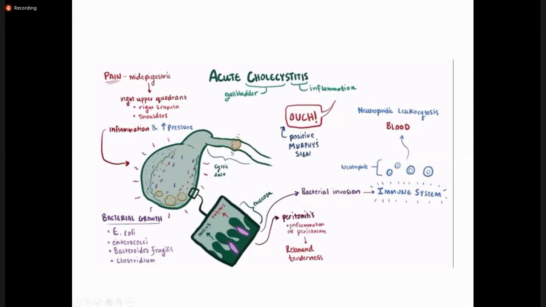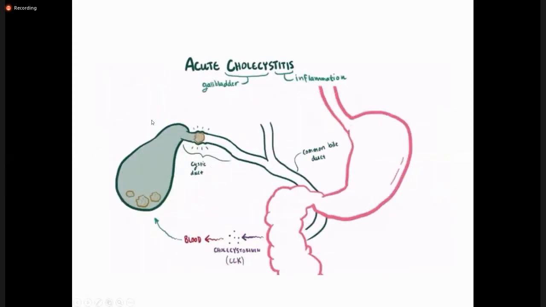This inflamed gallbladder may cause peritonitis with inflammation of the peritoneum, and there may be rebound tenderness. When this inflammation occurs, there may be bacterial growth, and E. coli, Enterococcus, Bacteroides, all these organisms, that is the intestinal bacteria, may flourish. This may cause inflammation and increase in pressure, leading to pain. And the pain may be in the right upper quadrant, radiating to the scapula or the shoulder. Now this is again stone impaction and so forth, with symptoms occurring.